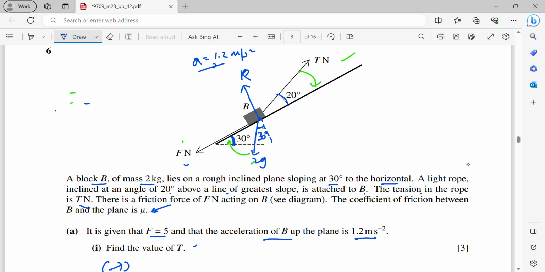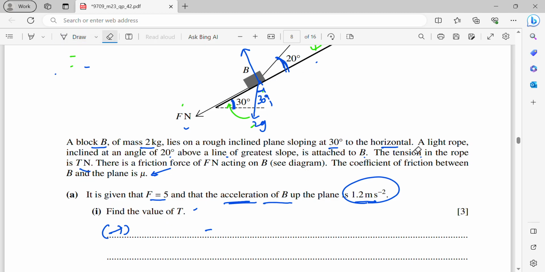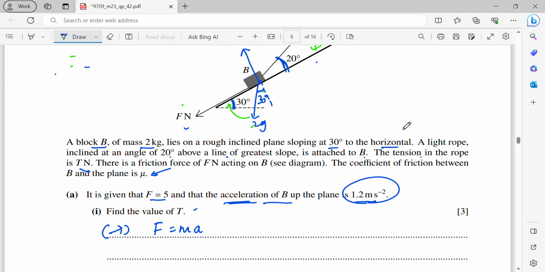That means I will be getting T cos 20 because I resolve the T using the angle of 20 degrees. So T cos 20 degrees, then minus, and you are given that the acceleration is 1.2. So basically I'm substituting the forces into Newton's second law. F equals ma because the particle is moving. Since it's moving up, that means the T will be positive. So that's why when you resolve the T using 20 degrees, it will be T cos 20 degrees.